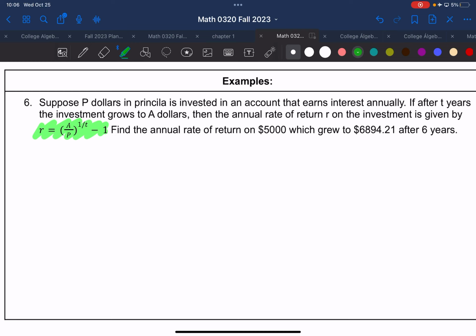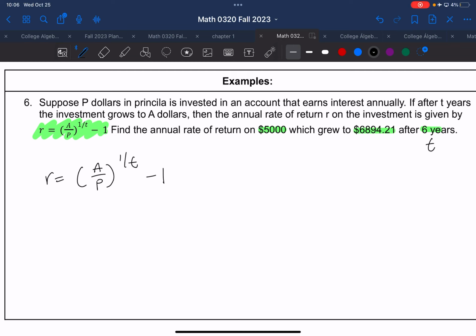$6,894.21 after 6 years. So it gives us our formula that R is equal to A over P raised to 1 over T minus 1. And then it gives us information here. All this information. We have to figure out what each of this part is labeled as. Okay? So looking at 6 years, 6 years tells us it's what variable? T. T. So this is T.